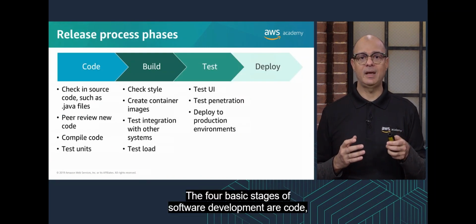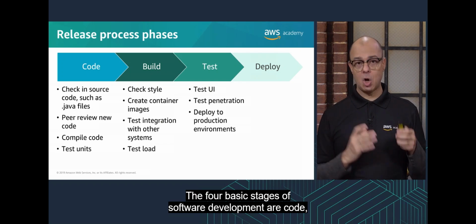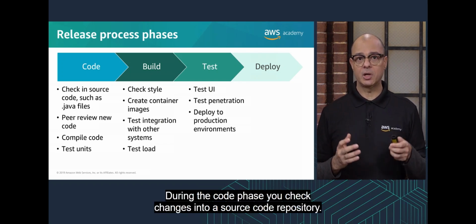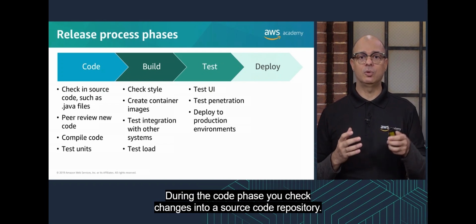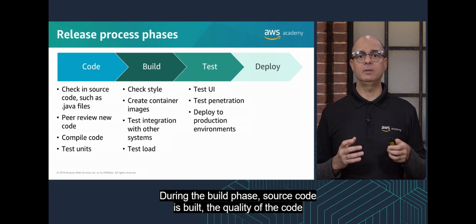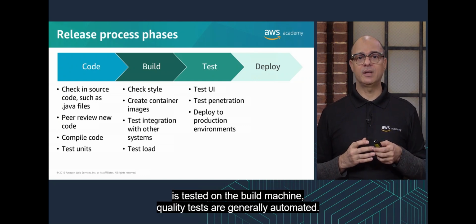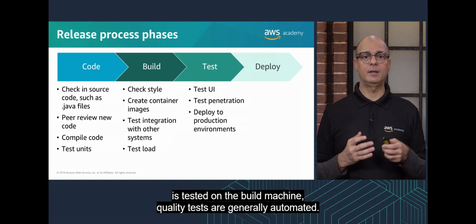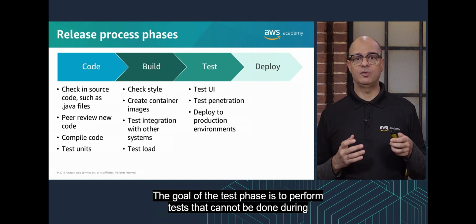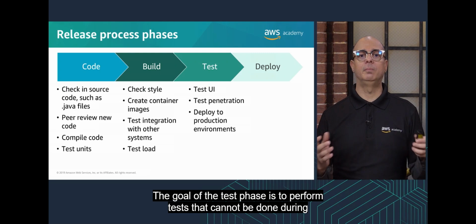The 4 basic stages of software development are code, build, test, and deploy. During the code phase, you check changes into a source code repository. During the build phase, source code is built, and the quality of the code is tested on the build machine. Quality tests are generally automated. The goal of the test phase is to perform tests that cannot be done during the build phase.